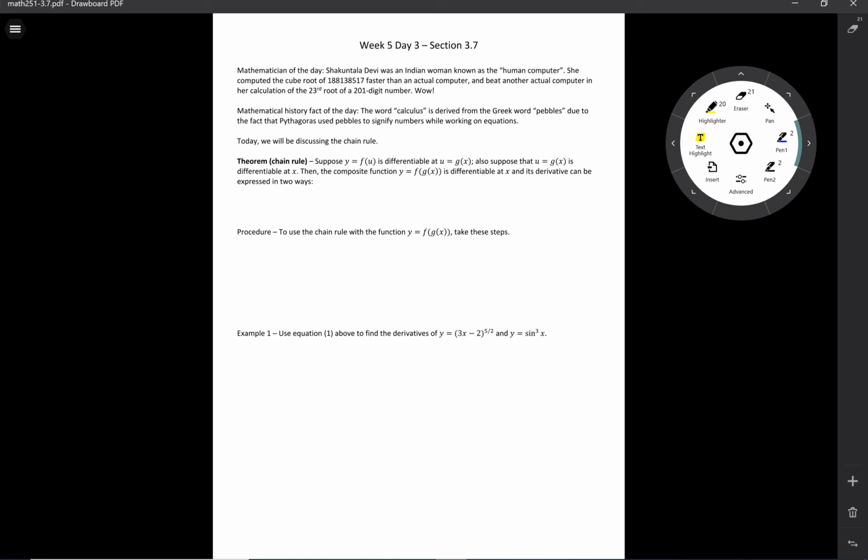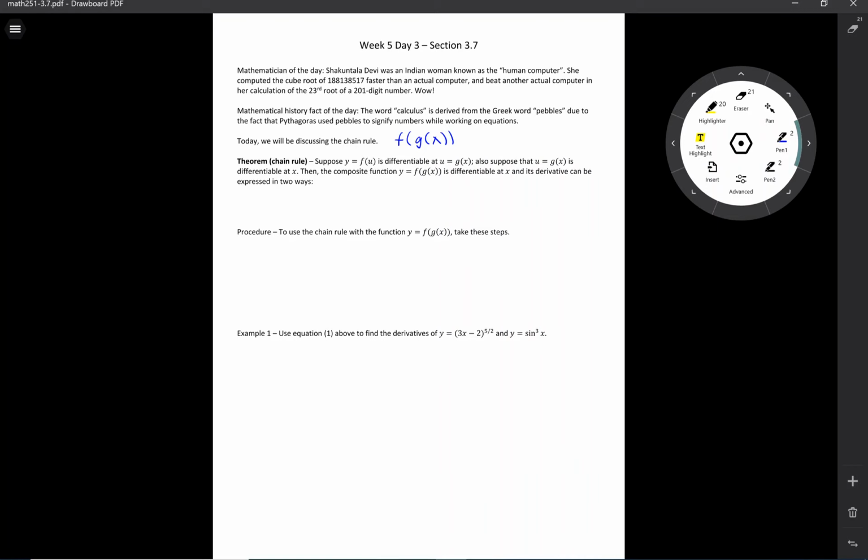So this is known as the chain rule, and we use the chain rule when I have composite functions. So suppose y equals f of u is differentiable at u equals g of x. So we have this function that looks like f of g of x. We also suppose that u equals g of x is differentiable at x. Then the composite function f of g of x is differentiable at x, and its derivative can be expressed in two ways.